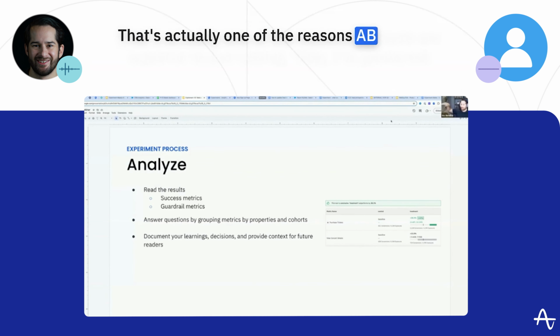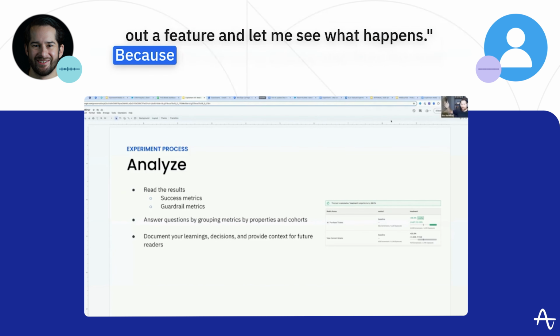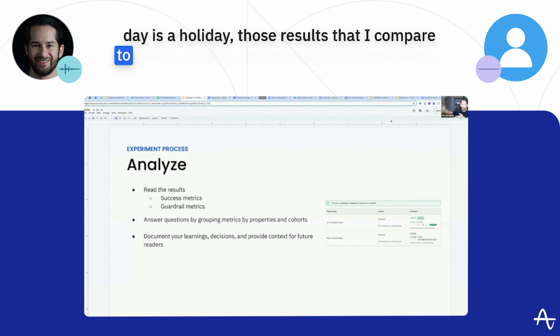And that's actually one of the reasons A/B tests are superior to just saying, hey, I'm going to roll out a feature and let me see what happens. Because if I roll out a feature and then the next day is a holiday, those results that I compare to the day before are impacted by that holiday.